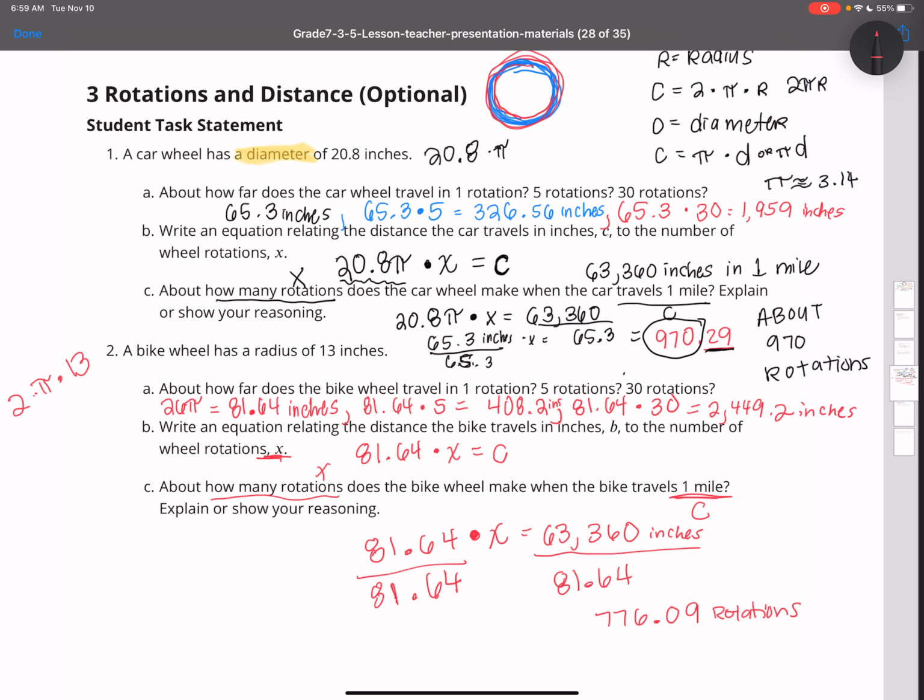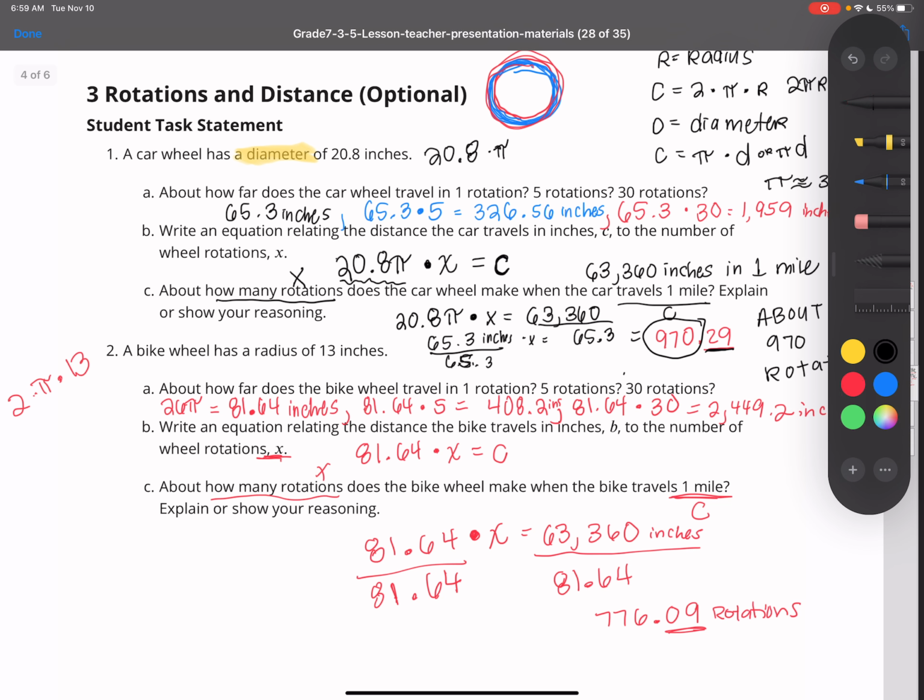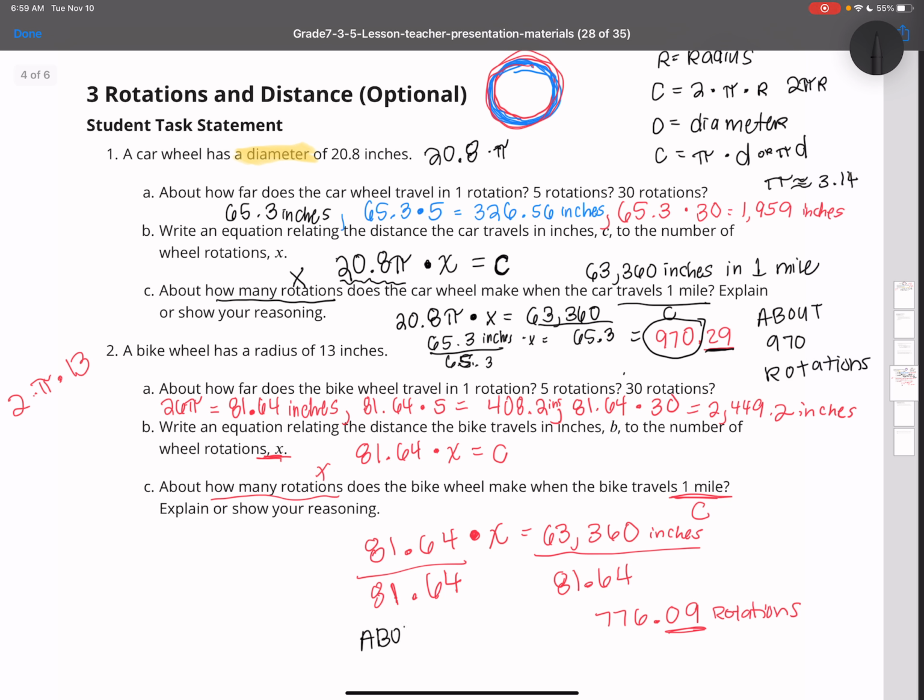So just like the last problem when it had that decimal, we want to count the full rotations. We don't want to just count a rotation that's only started, because that's not really a full rotation. So we have to pick, right? If we had to pick, okay, it would be about 776 rotations. Because remember, we want to count the full rotations. We don't want to count ones that are only partially done. We want to count the full rotations, okay?